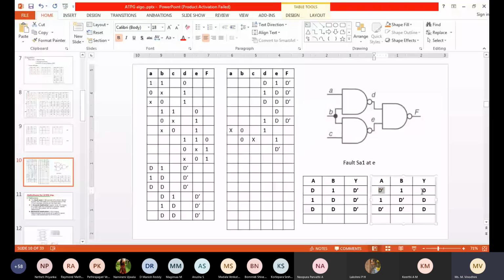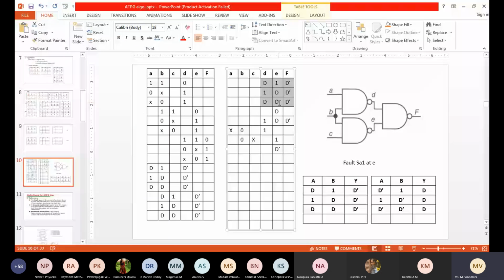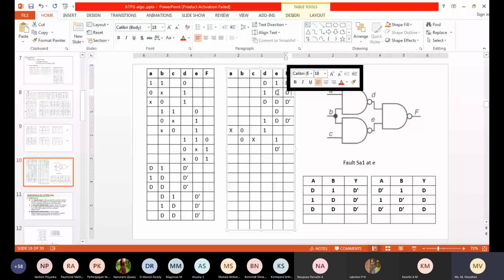Now I want D dash at E. Actually in my propagation D cube there is no D dash at E. But remember, a propagation D cube can also be written the other way. So written another way, here it will be D dash, here it will be D, and this one will be 1. Now can I get 1 here? Yes, I can get 1 here when I have 0 and X. Now can I get 1 or 0 here?